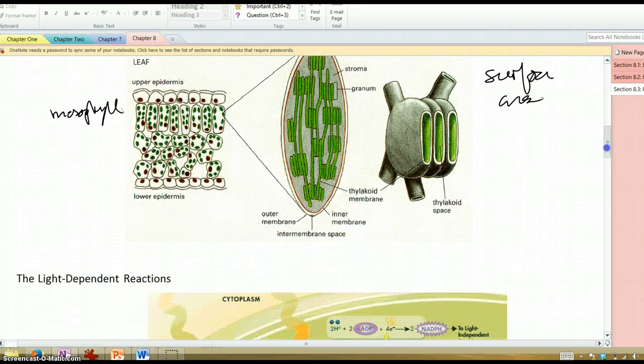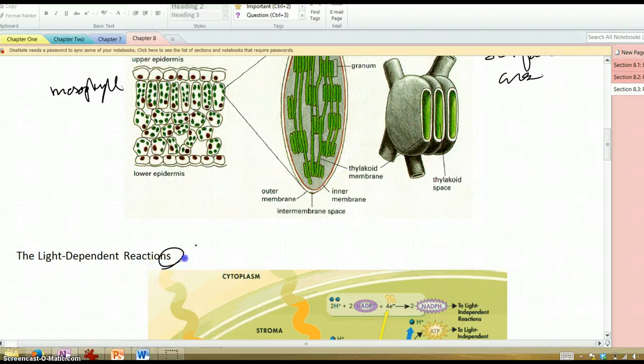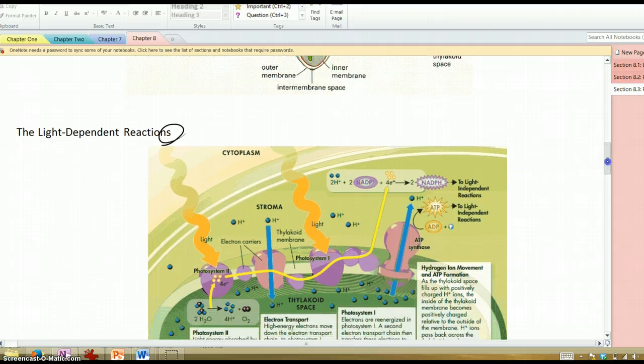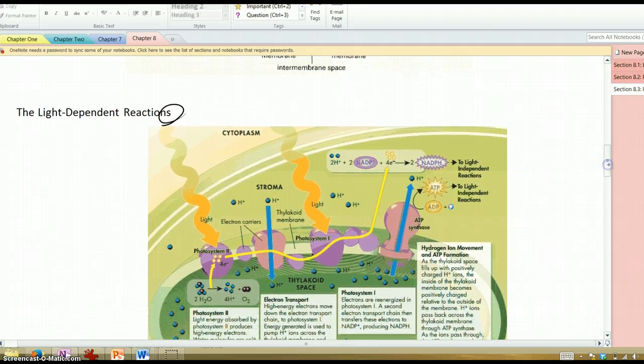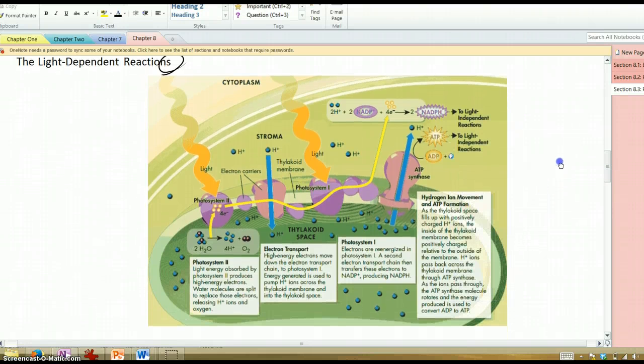All right, so now let's take a look at these reactions. And so we say reactions because it is a series of reactions that allows a plant to harness sunlight energy and convert it into chemical energy. And so here's the image from our book. It's kind of busy, a lot going on, but let's see if we can work through this.